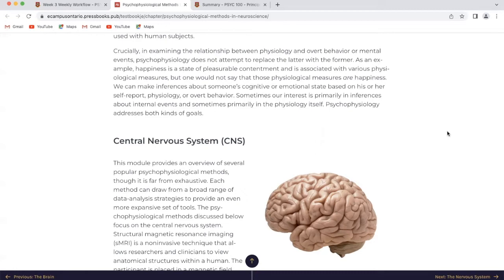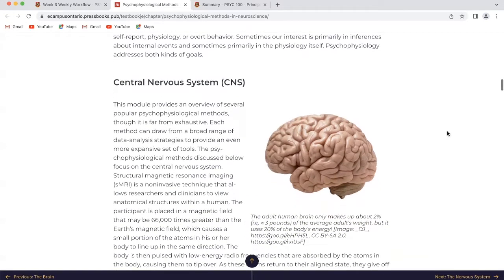We can make inferences about someone's cognitive or emotional state based on his or her self-report, physiology, or overt behavior. Sometimes our interest is primarily in inferences about internal events, and sometimes primarily in the physiology itself. Psychophysiology addresses both kinds of goals.